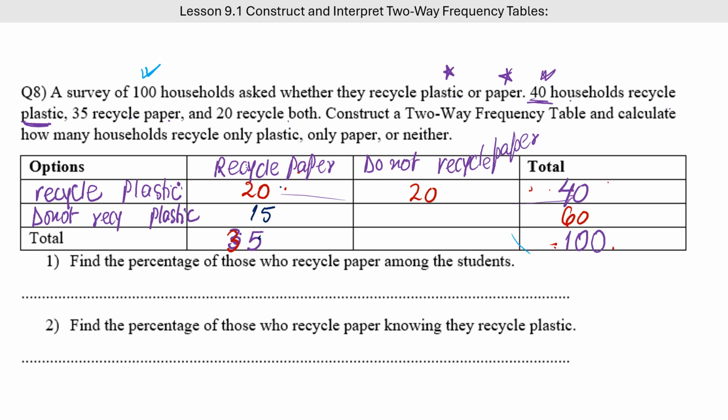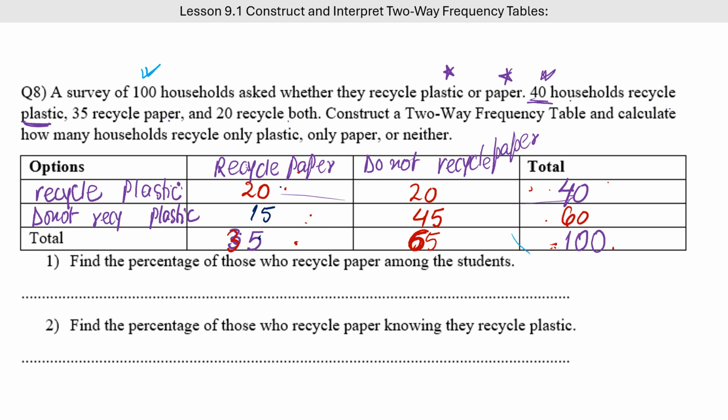Again, total is given, 35 is given. So 100 minus 35, it will be 65, right? And then 60 is given, 60 minus 15, it will be 45. So I constructed the table. Now I have to answer.